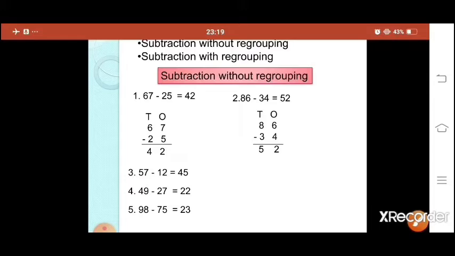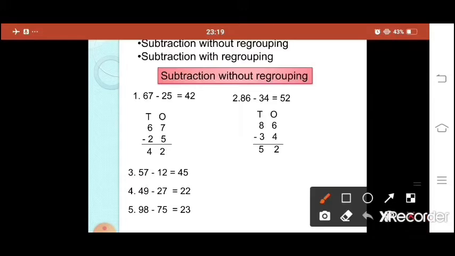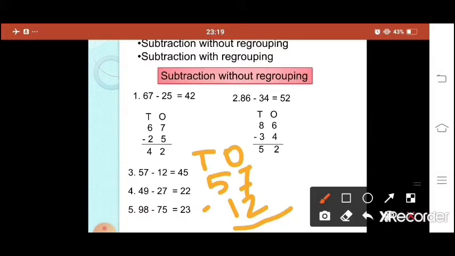Now the next one, similar way we will write. 57 minus 12. 7 in the mind, 2 on the finger, before 7, 6, 5. Then 5 in the mind, 1 on the finger, before 5, 4. So the answer is 45.